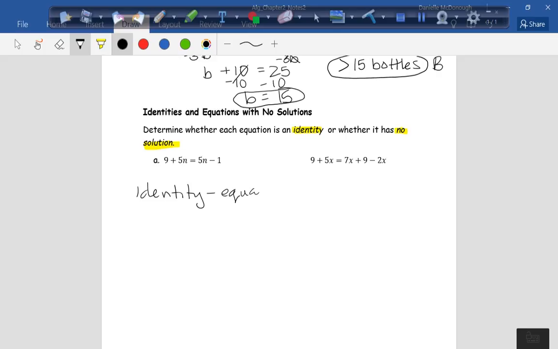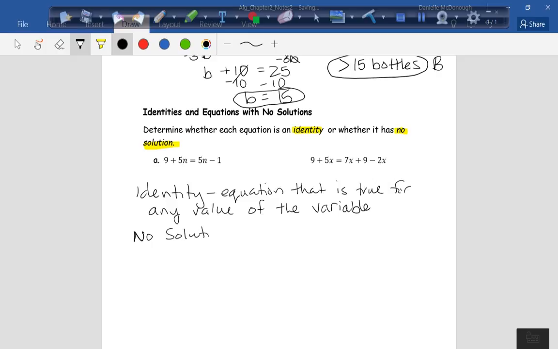So an equation that is true for any value of the variable. What that means is I could put 5 in, I could put 10 in, I could put negative 100 in, and both sides are going to be the same. If it has no solution, no solution is if there's no value that you can put in. So an equation that has no value that you can put into it.